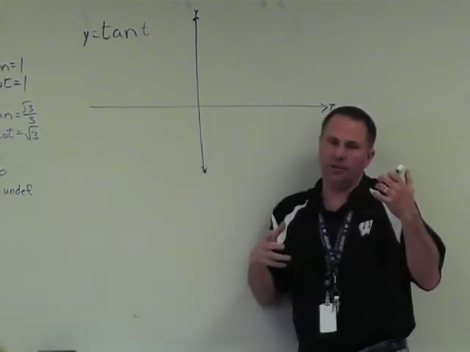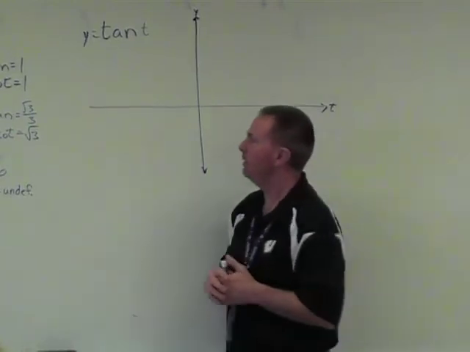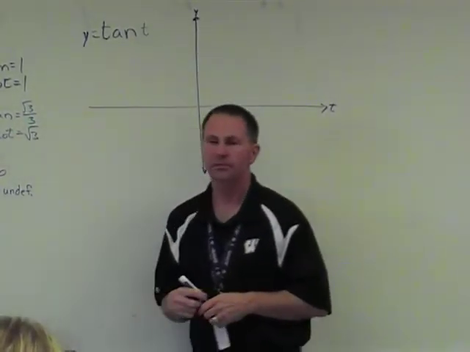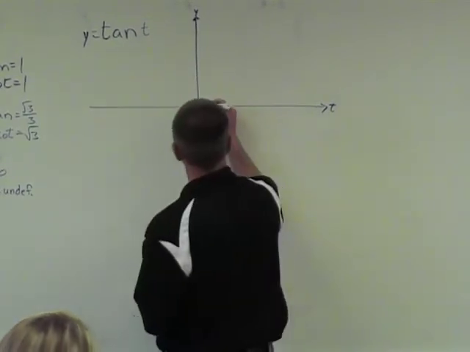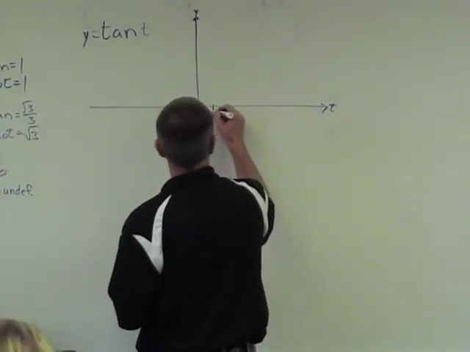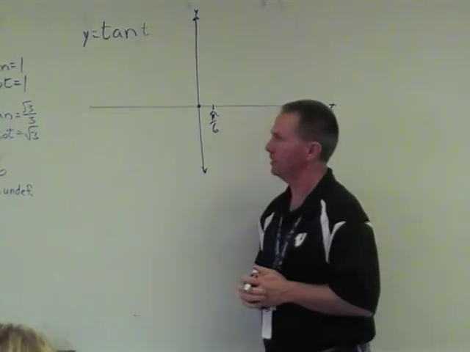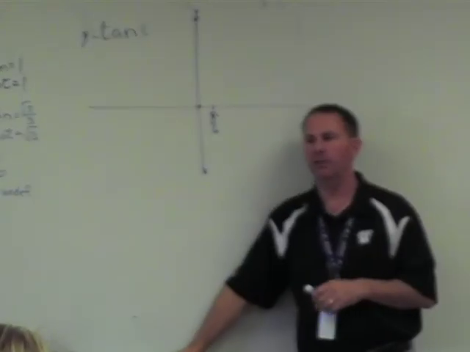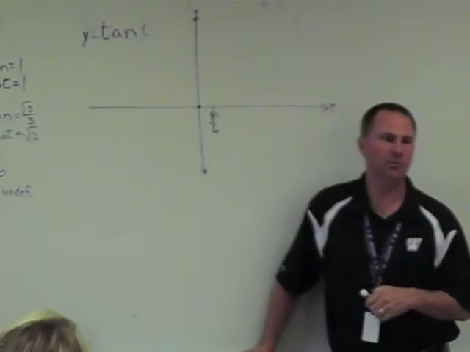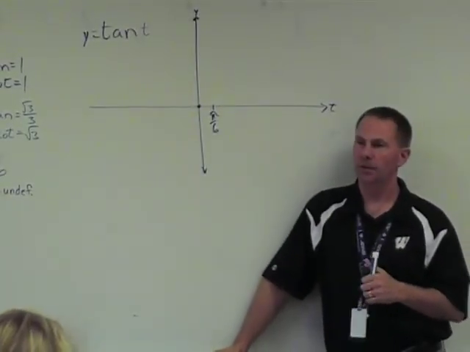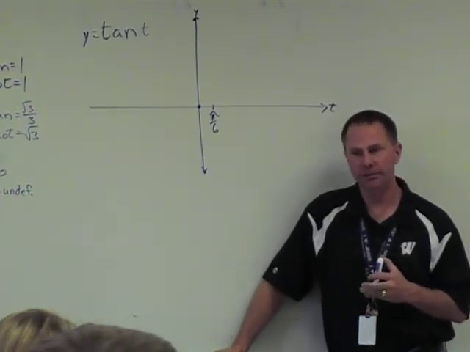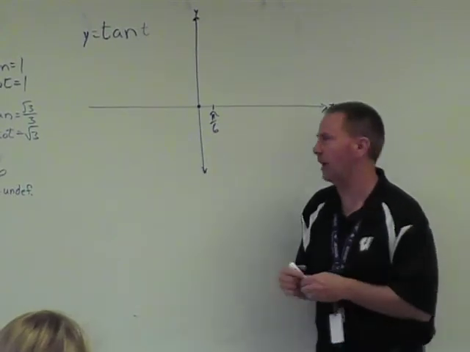So when t is 0, what do we get for the tangent? 0. Excellent. Now we're moving. How about pi over 6, 30 degrees? What's the tangent of pi over 6? The square root of 3 over 3. Everybody take your calculators, take the square root of 3, and then divide it by 3 and tell me what you get. 0.577.